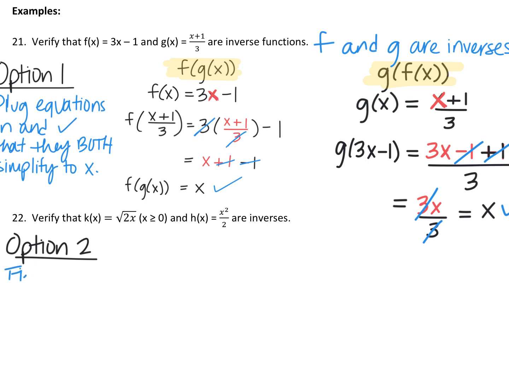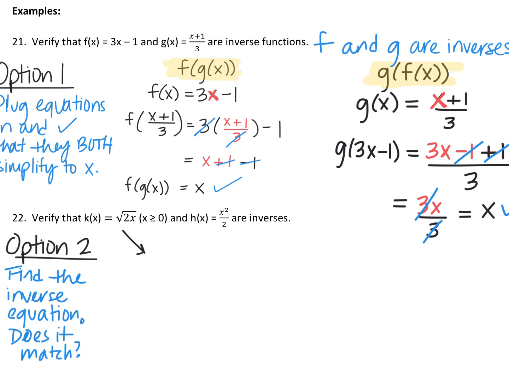find the inverse equation and check, does it match? Okay, find the inverse equation, doesn't match. So for example, you could do all of this again, but it's maybe a little bit easier to do this. So if k is the square root of 2x, we can find the inverse of that.